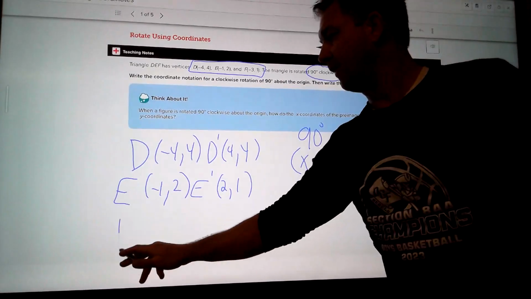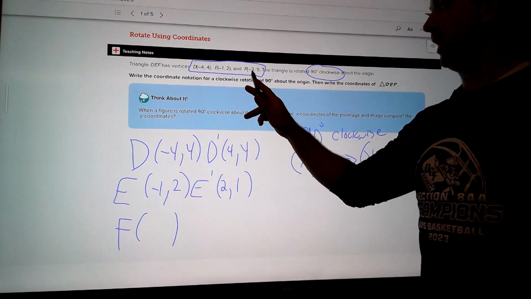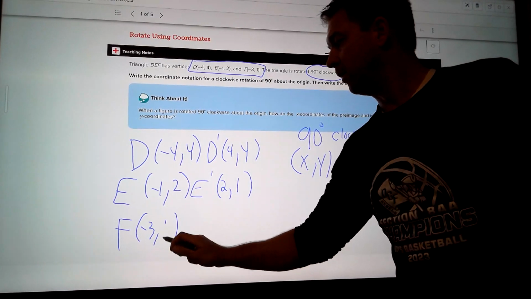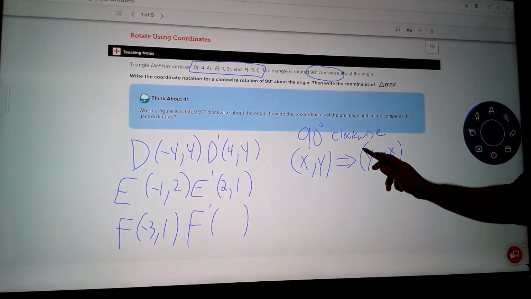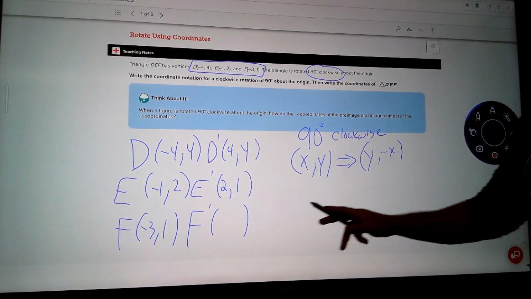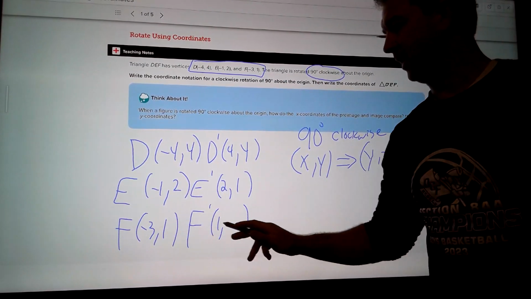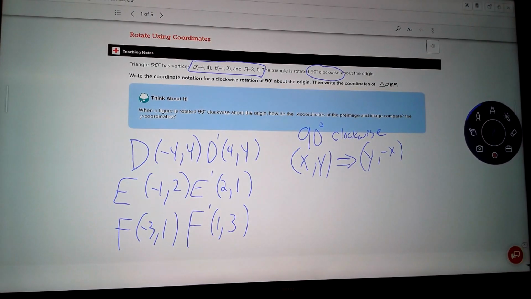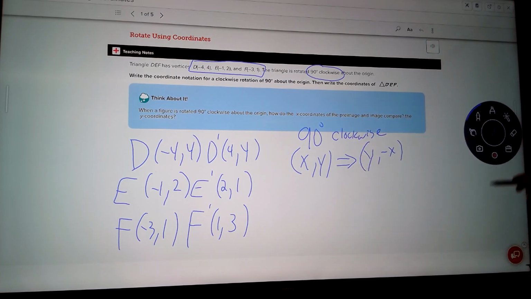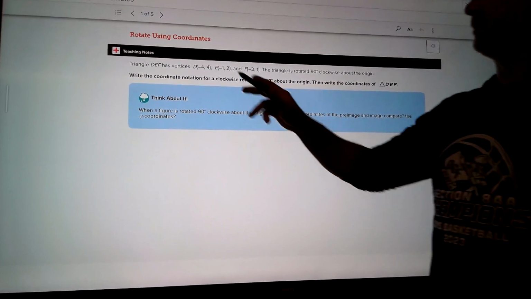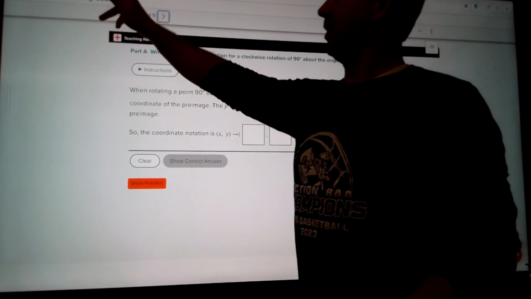Now I'm going to go F. So here's F. I go from negative 3, 1 to become F prime. My new x was y, 1. My new y is the opposite of x, so that should be a positive 3. So we can do it without a coordinate plane by knowing the little formula right there. Okay, I just did all that in the previous page.